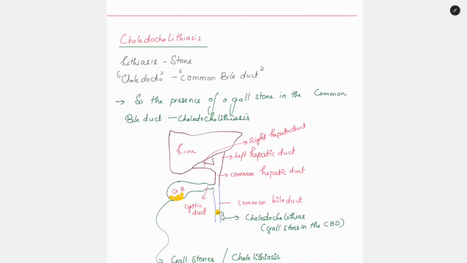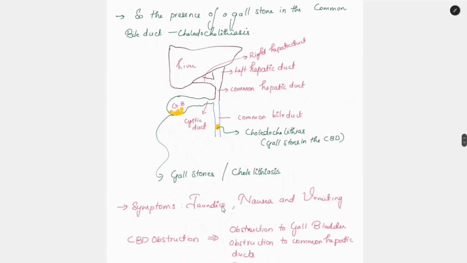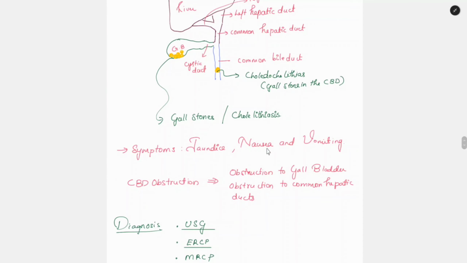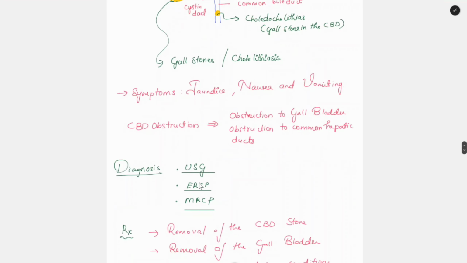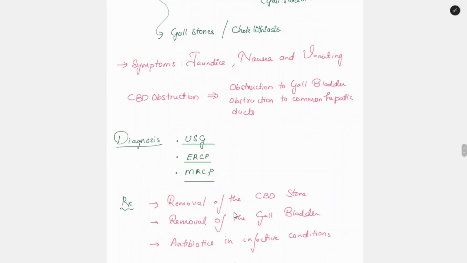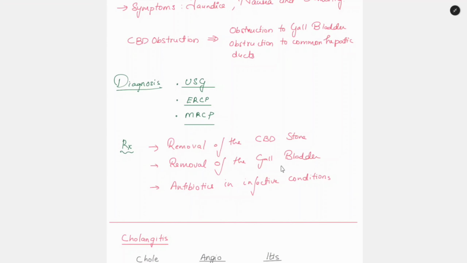Choledocholithiasis means the presence of a gallstone in the CBD, and the symptoms are jaundice, nausea, and vomiting. Jaundice is due to the hepatic outflow obstruction. Diagnosis is by USG, ERCP, or MRCP. Treatment is removal of the CBD stone, removal of the gallbladder, and administration of antibiotics in patients who are suspected to have infection.